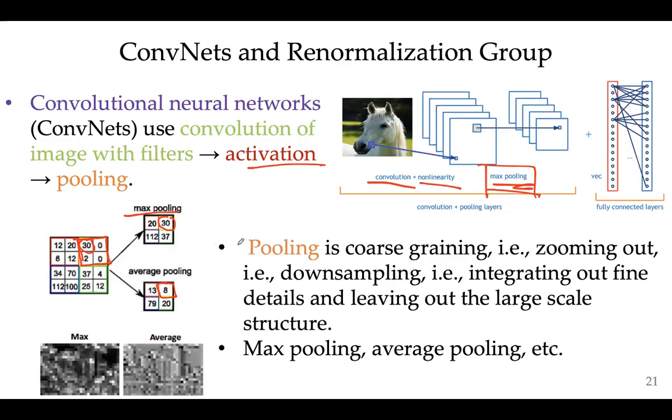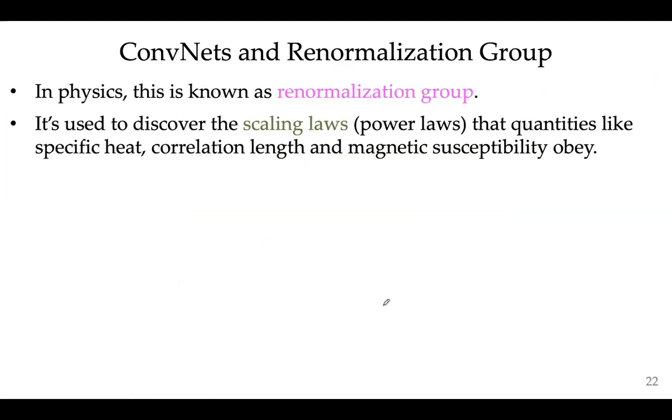But it is some sort of coarse graining, or you can say zooming out, or downsampling, or in physics language, integrating out fine details and leaving the large scale structure. So it is kind of like zooming out from the picture. Okay, how do we use it in physics? Well, in physics, this idea is used, and it's called the renormalization group.